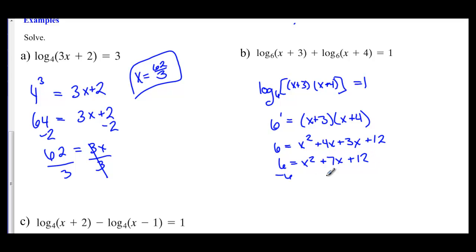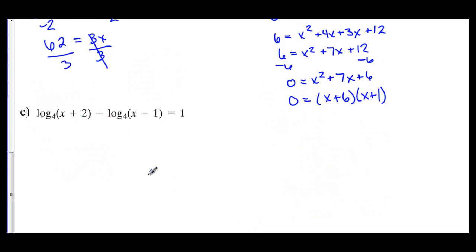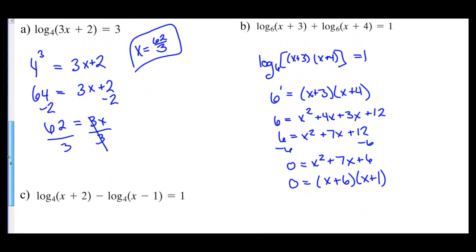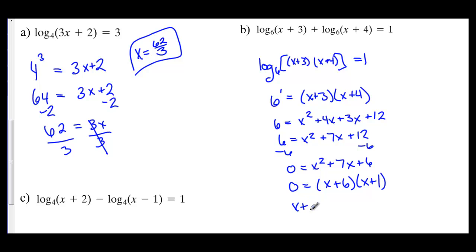We're going to subtract 6 from both sides. So we get 0 equals x squared plus 7x plus 6. And whenever we factor, we're going to get x plus 6 and x plus 1. So now we set each of those factors to 0, and we end up getting that x is negative 6 and x is negative 1.